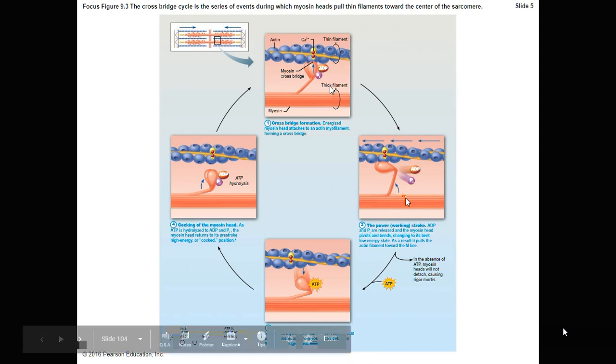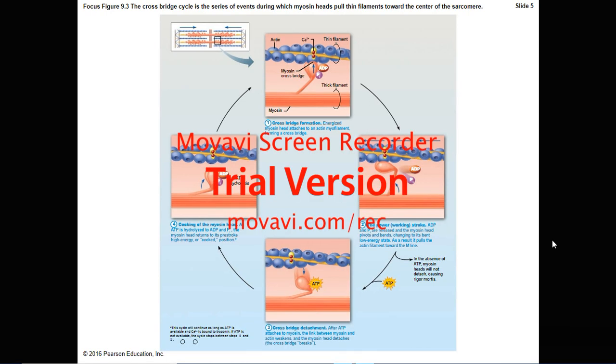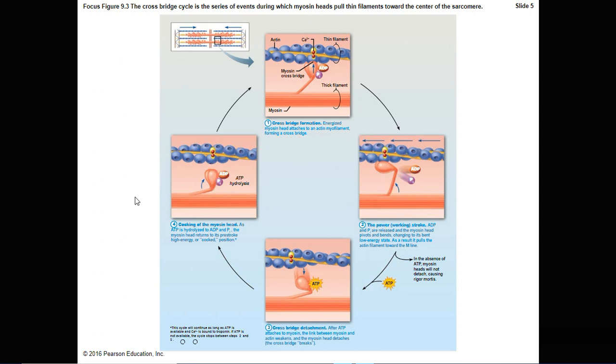All right, and then step number four, the myosin head is going to hydrolyze the ATP, resulting in it returning to its pre-stroke high energy or cocked position. Okay, so I shouldn't have used the word power stroke. It's going to return to its pre-stroke high energy state at step number four, and it'd be ready to form another cross bridge with the actin. As soon as calcium becomes present, it'll be ready to form another cross bridge.